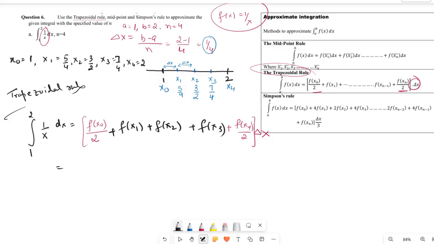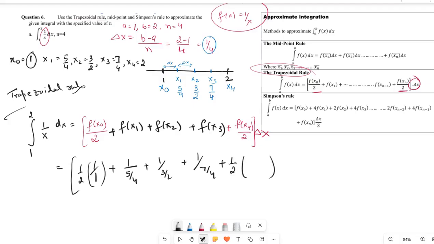Okay, let's see. What do we have? F of x naught. X naught is 1. F of x naught will be 1 by 1. And we have half with it. Plus f of x1. F of x is 1 by x and x1 is 5 by 4. Plus 1 by x2. x2 is 3 by 2. Plus 1 by 7 by 4. Plus half of f of x4, which is 1 by 2. And delta x here is 1 by 4.